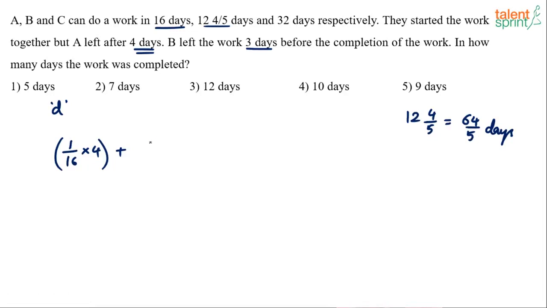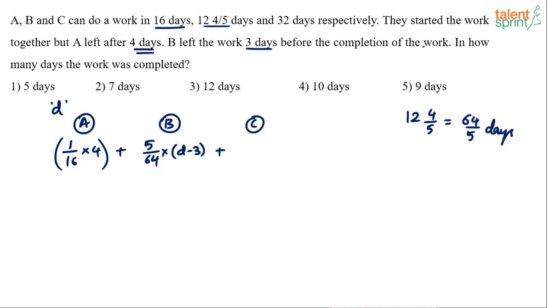So what will be his capacity? 5 by 64. But B worked only for D minus 3 days. This is the amount of work done by A. This is the amount of work done by B. Right? A worked for 4 days at a capacity of 1 by 16. B worked for D minus 3 days at the capacity of 5 by 64. Plus the amount of work done by C.